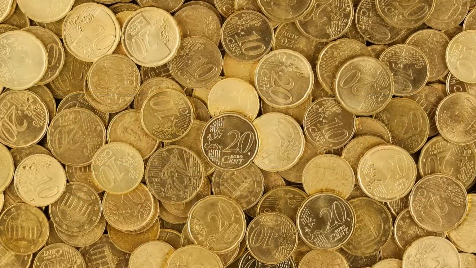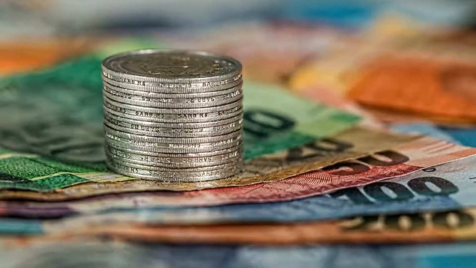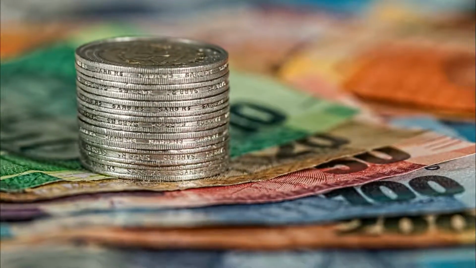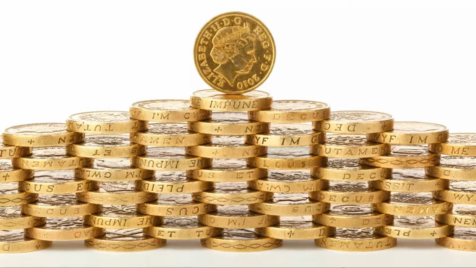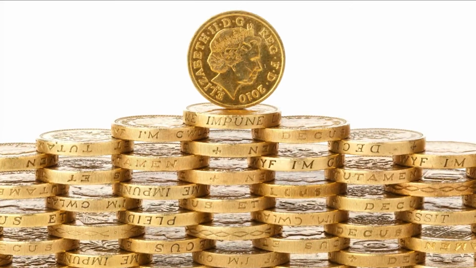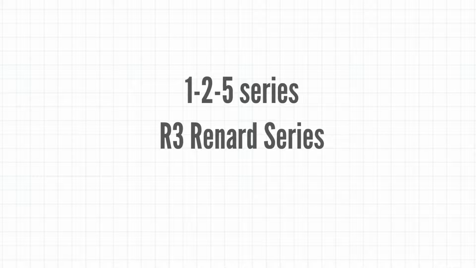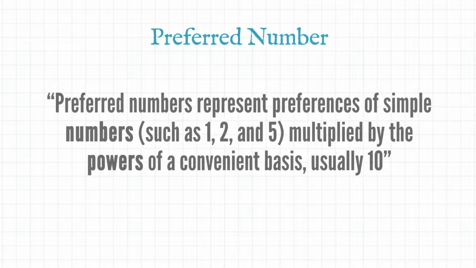So I just wanted to make a quick video about currency because I noticed something pretty interesting about it. I'm going to be specifically talking about pound sterling, which is the currency here in Great Britain, because it follows a nice series called a 125 series, which is a type of Renard series, which is a set of preferred numbers. Preferred numbers represent preferences of simple numbers, like patterns that can be used in industry and in science, and they're a consistent set, usually multiplied by powers, usually of 10.